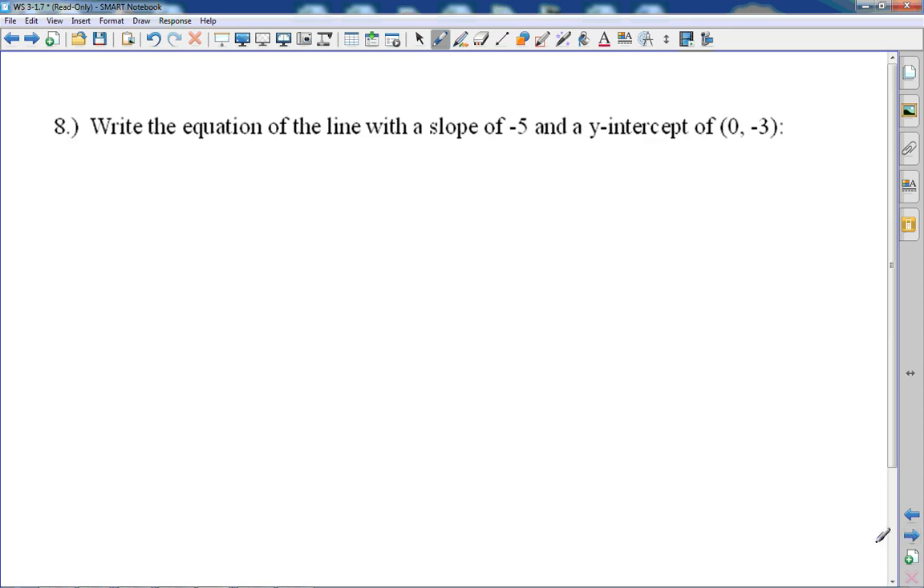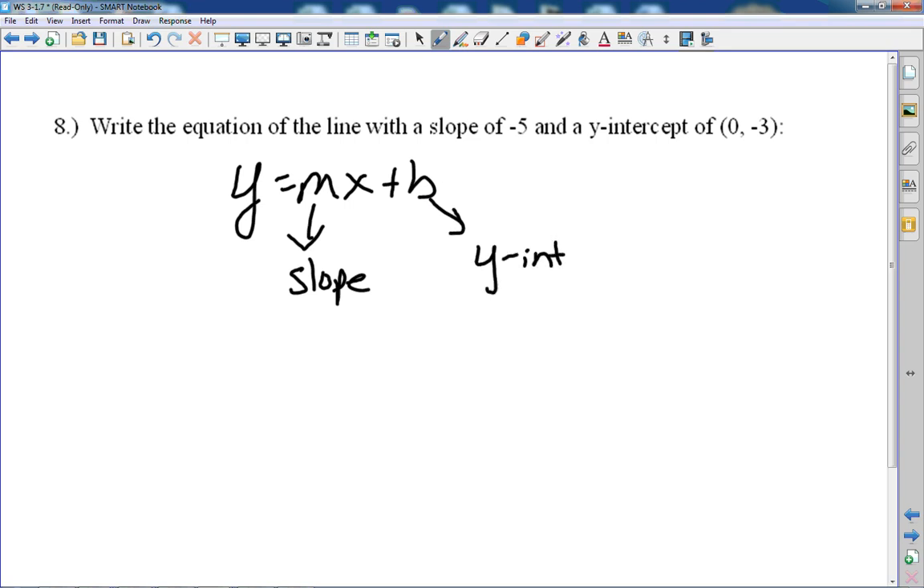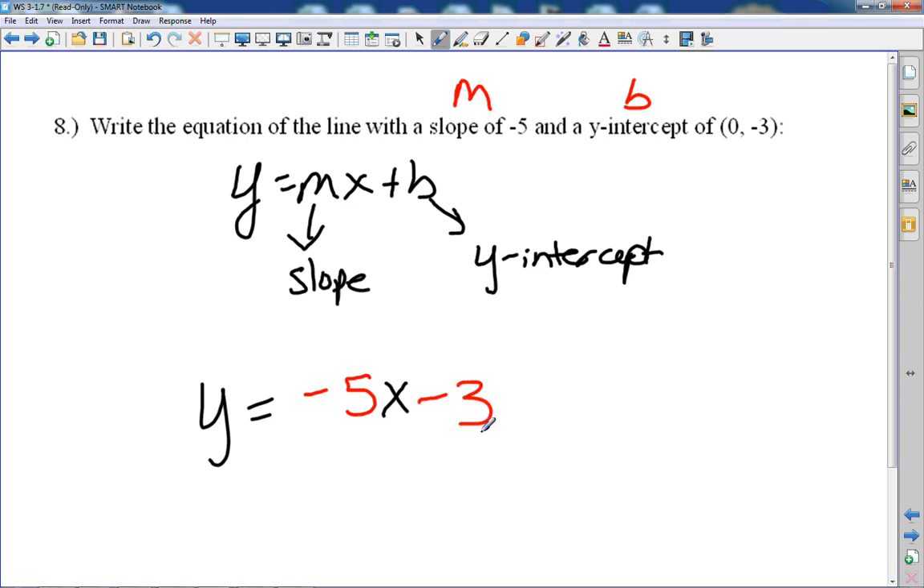All right, the next says, write the equation of a line with a slope of -5 and a y-intercept of 0, -3. I know that I have y equals mx plus b. Remember, m is the slope, b is the y-intercept. Here is my m, here is my b. My equation is going to be y equals -5x, and my y-intercept -3.